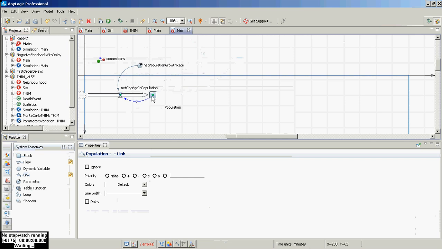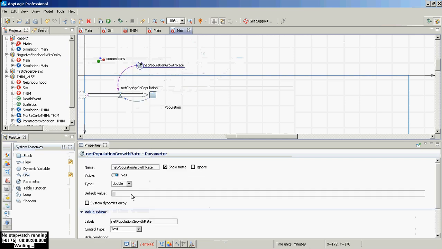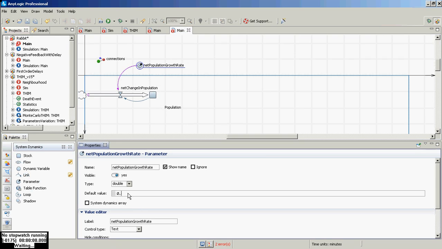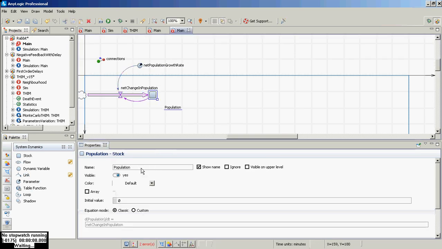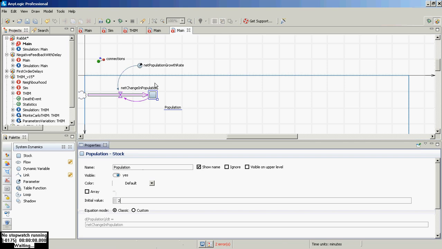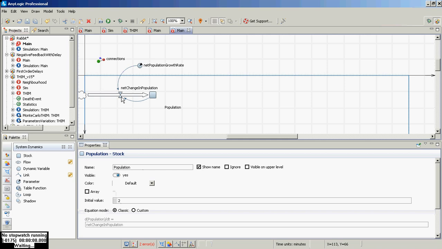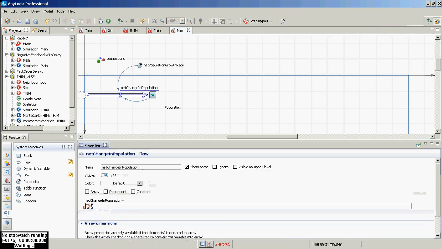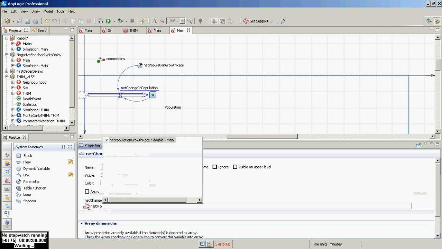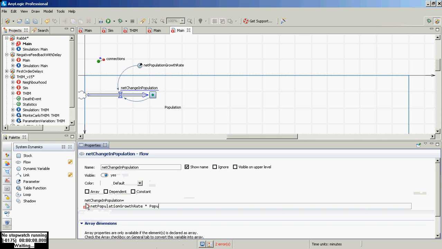And I'm going to say that this is going to grow at 2% per year. So net population growth rate will be 0.02. And this is going to be an initial population of 2 rabbits. And the formula for net change in population is going to be the net population growth rate times the population. Okay?